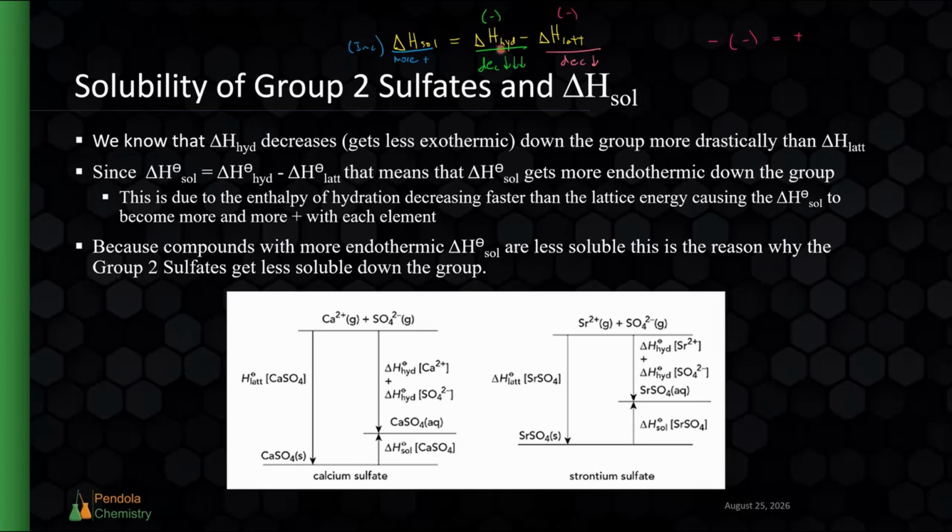And as we go down the group, ions get larger, charge density gets smaller. And we can see that here visually, right? Because this is the enthalpy cycle or the energy level diagram for calcium sulfate. This is the one for strontium sulfate. Notice that the enthalpy change of solution for strontium sulfate is much larger, much more positive than the one for calcium sulfate because it's lower down.